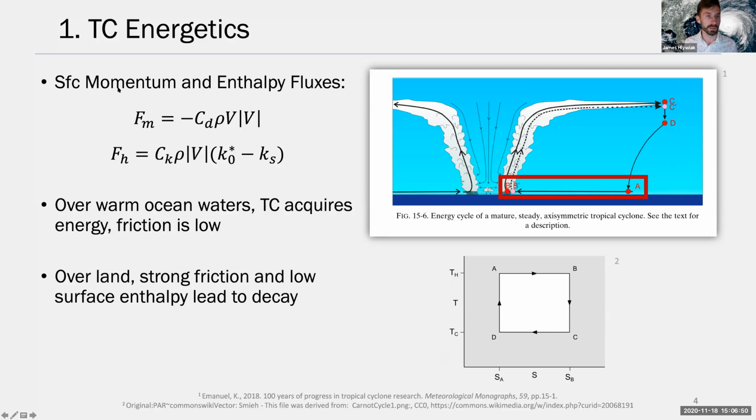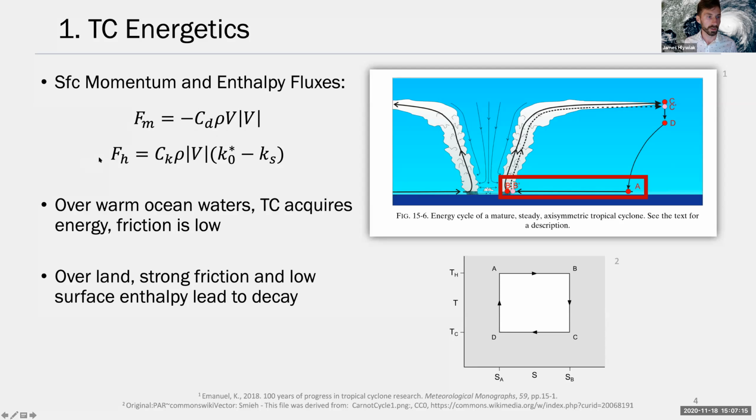So surface momentum and enthalpy fluxes can be represented by the bulk aerodynamic formula. Here's momentum on the top. Momentum is negative because the storm imparts or loses momentum to the surface. It's a function of the square of the wind speed, but also of this drag coefficient here. And this drag coefficient increases for more frictionless surfaces.